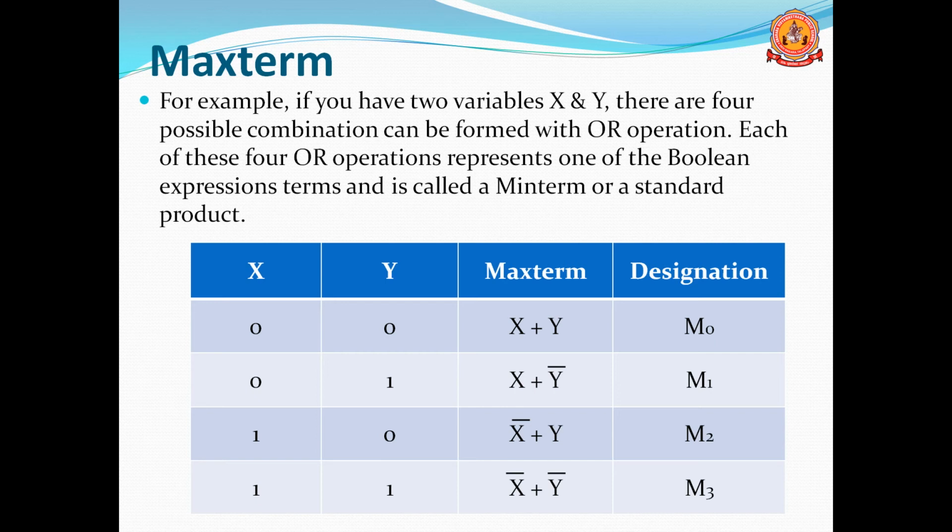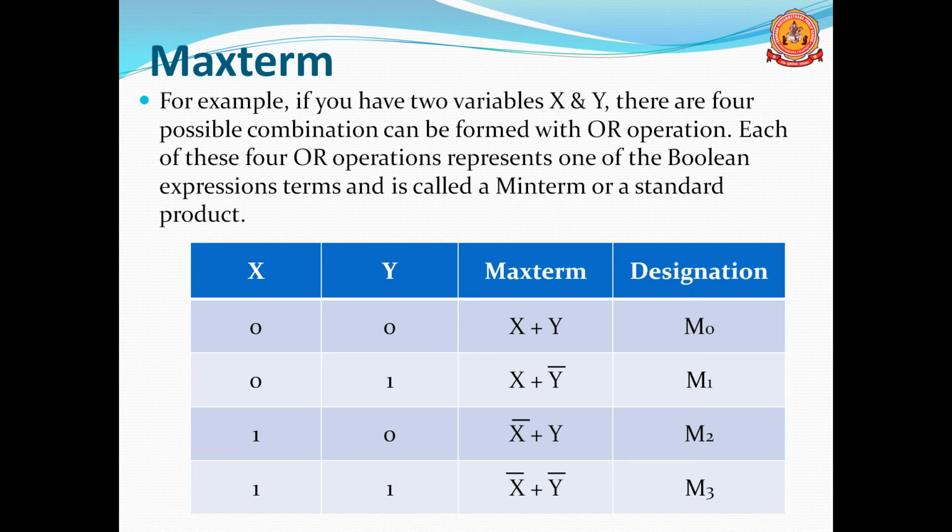Here x plus y, because whenever the value is 1, then it should be complemented, otherwise complement is not required. For 0 0, there is no 1, so you can use directly x plus y. Next, 0 and 1: x is 0, so we use x, plus y, whose value is 1 and should be complemented, so it's y dash. The next is x dash plus y, and the last one, 1 1, is x dash plus y dash. Remember, x dash plus y dash, because the values are 1 and should be complemented.